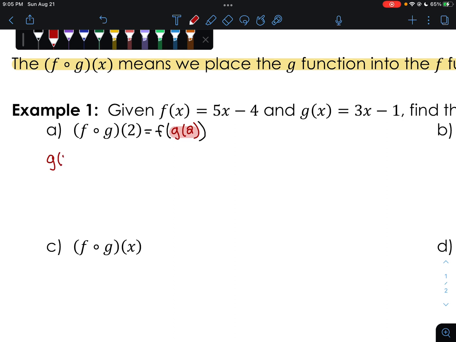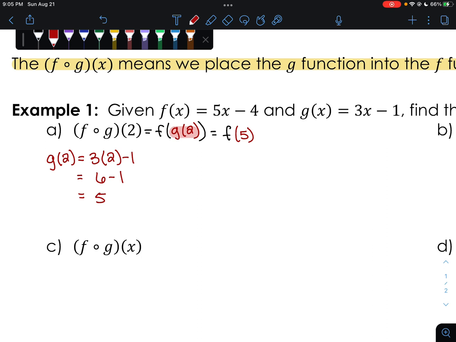So g of 2 is equal to 3 times 2 minus 1. What we're going to do is multiply. 3 times 2 is 6, minus 1 is 5. Now that we know that, we are able to substitute that in for what I have highlighted in red. So f of 5.